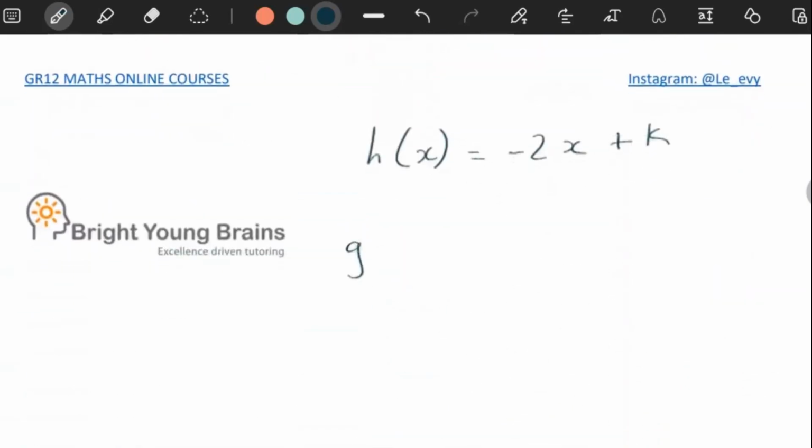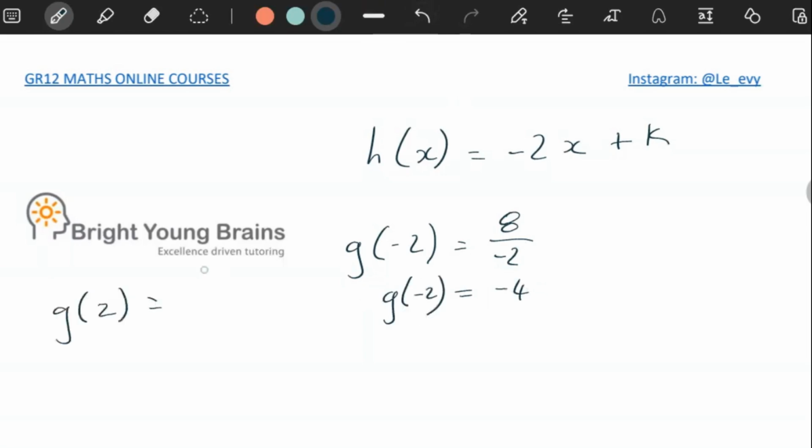In the equation of g, let's take negative 2 first, and then put that where x is. This is negative 4. And then if you put a positive 2, what do we have here? This is a 4. There we go.